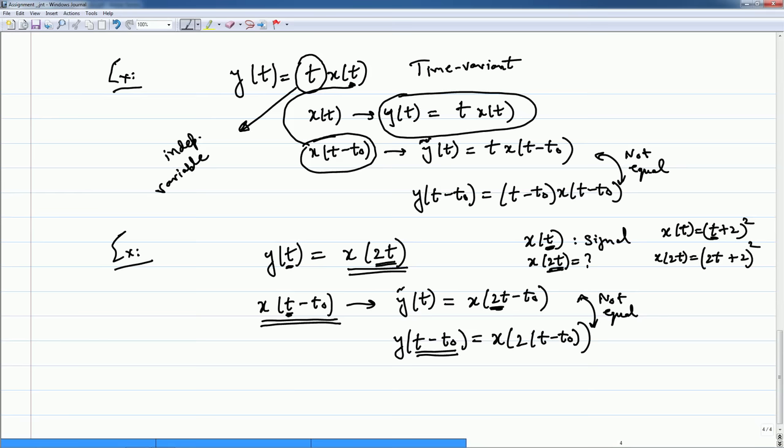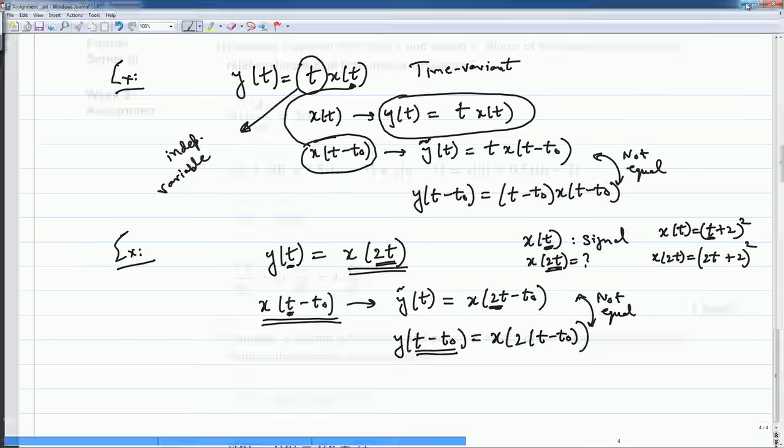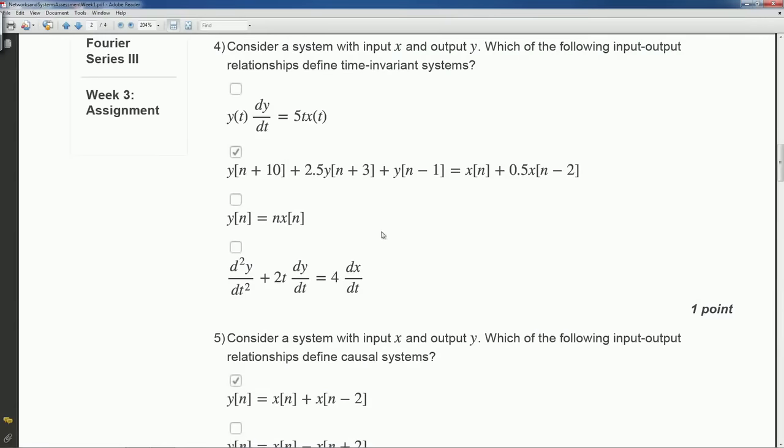And if you go back to your fourth question, you see if you use the rules I told you, the first question has t appearing by itself, the third option has n appearing by itself, that is again the independent variable, and the fourth option has t appearing by itself, again an independent variable. So, the first, third and fourth are time variant, they are not time invariant. The second one on the other hand has no problems, it is a time invariant system. So, one can quickly do this.